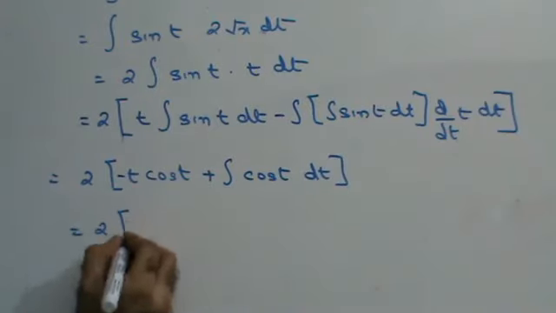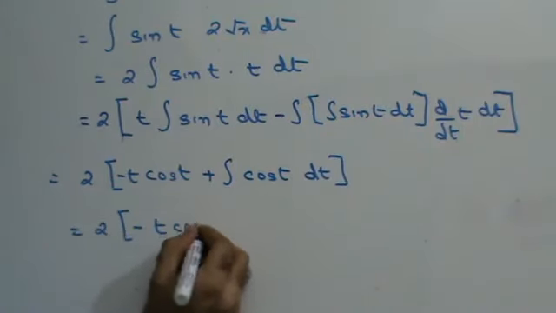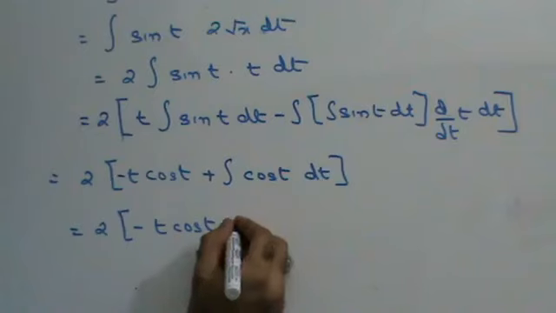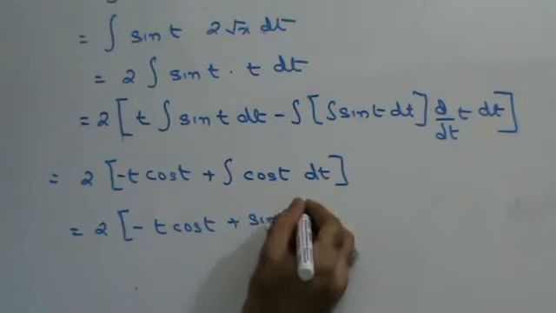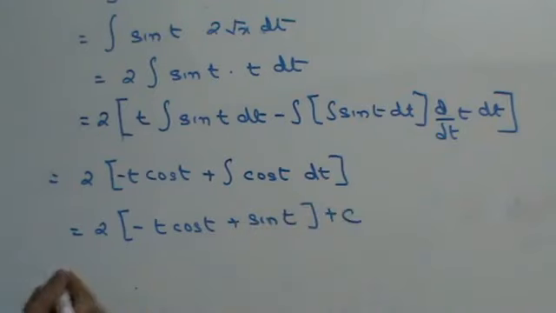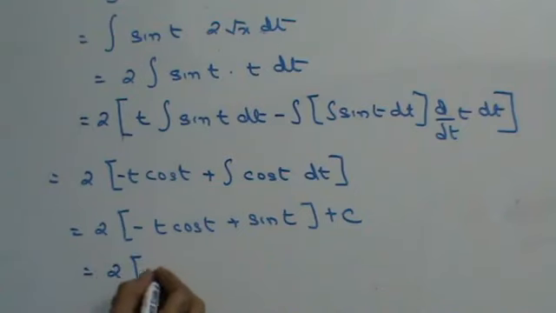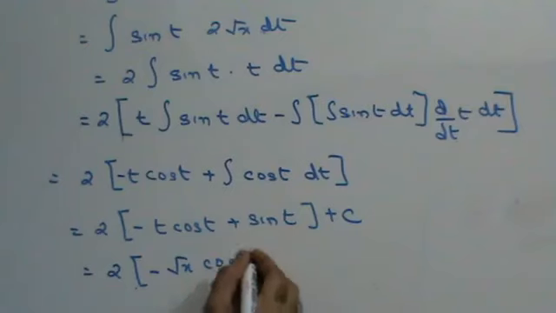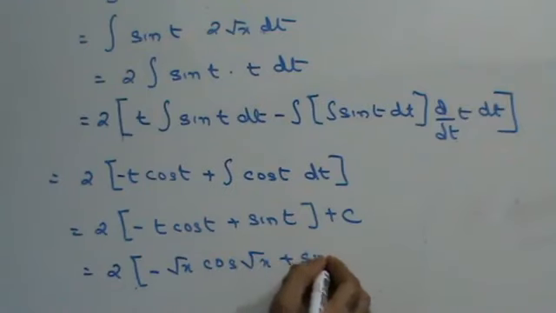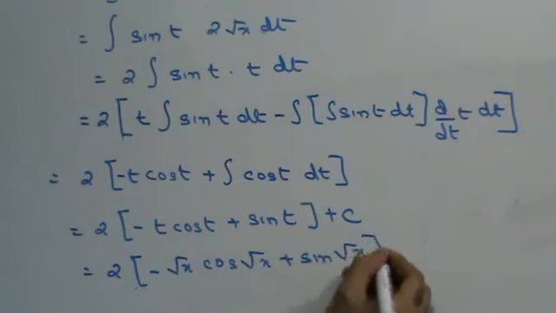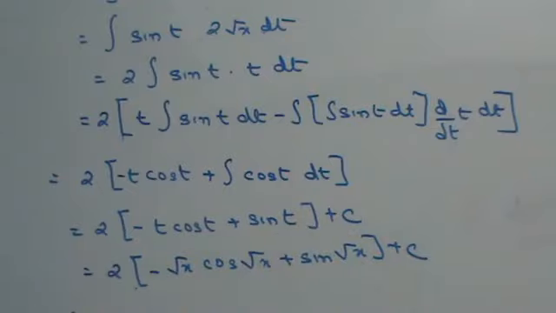This is 2 times minus t cos t. Integral of cos t is nothing but sin t plus c. This can be written as 2 times minus t cos t plus sin t, where t can be written as root x, so minus root x cos root x plus sin root x plus c. Let's see another sum, guys.